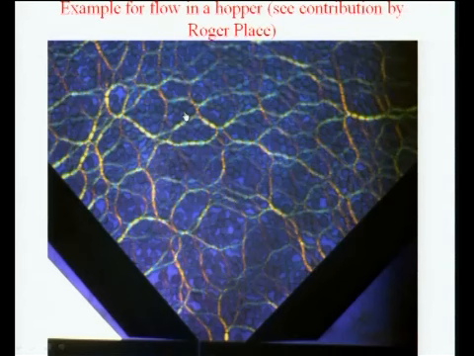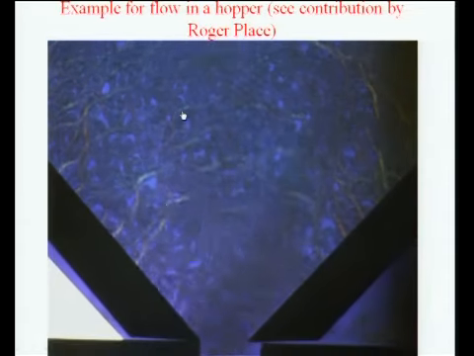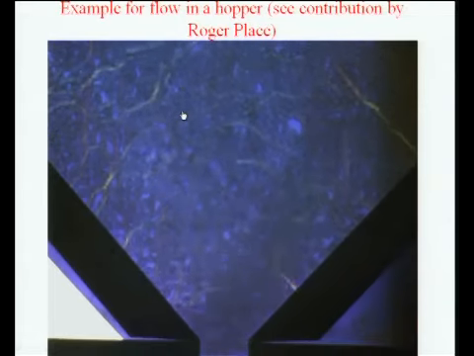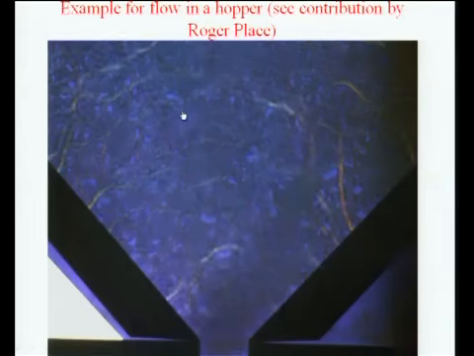Good. Let me also show, in a different setting, a somewhat faster flow, where these structures also appear. This is, if you like, a little bit of a warm-up for Roger Place's presentation later this afternoon. These are also the same kind of photoelastic particles in a kind of hopper geometry, and the particles are going to be flowing out here. I think this also gives you a flavor that the force chains appear in a lot of different settings.